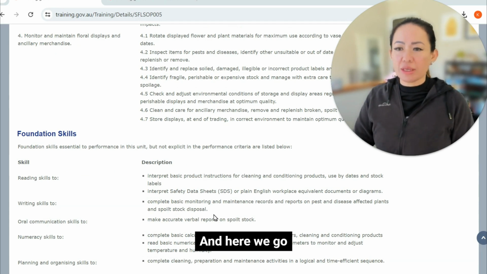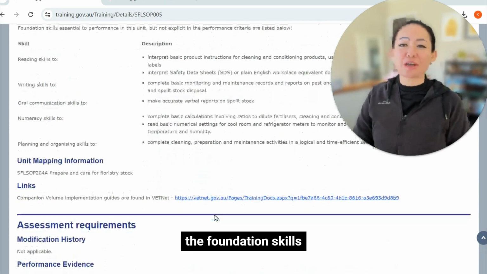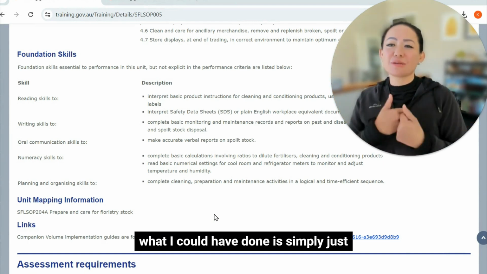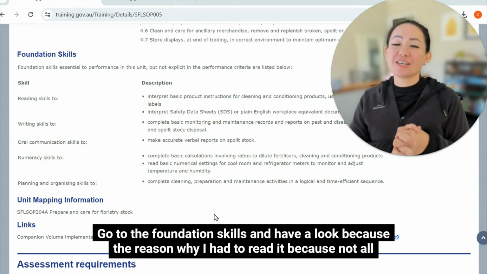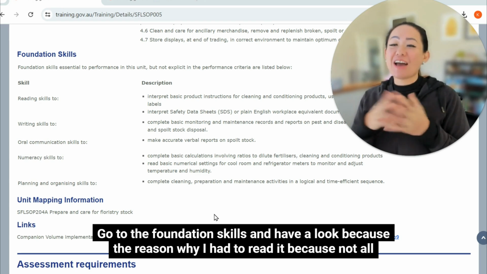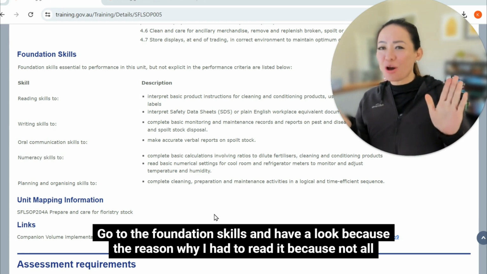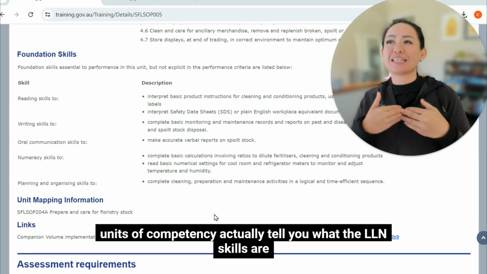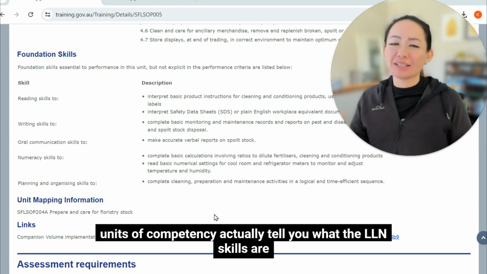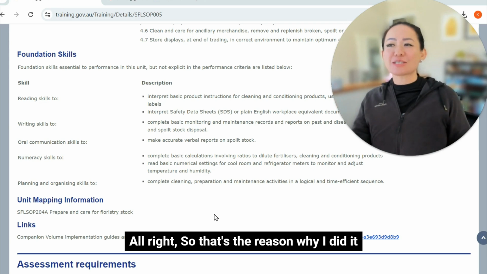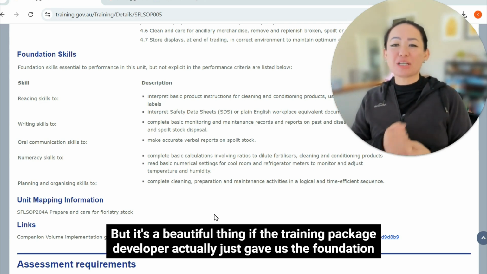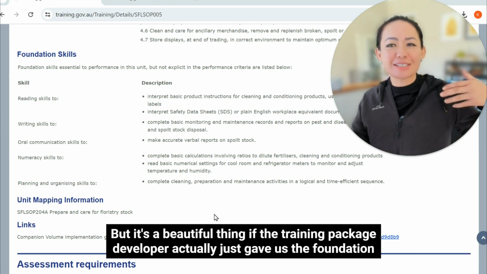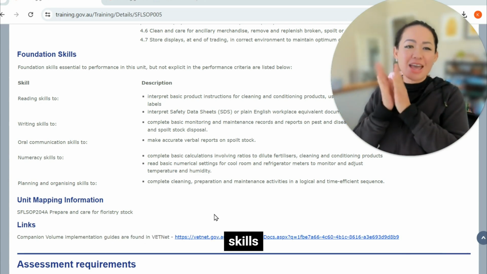And here we go, the foundation skills. So instead of going through all of that, what I could have done is simply go to the foundation skills and have a look. The reason why I had to read it is because not all units of competency actually tell you what the LLN skills are, all right? So that's the reason why I did it. But it's a beautiful thing if the training package developer actually just gave us the foundation skills.